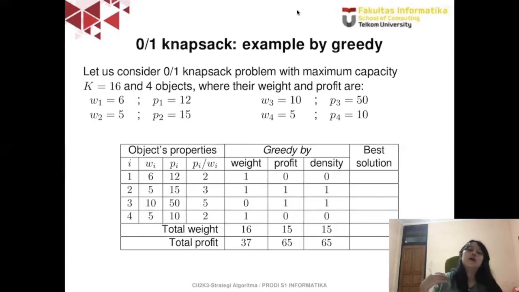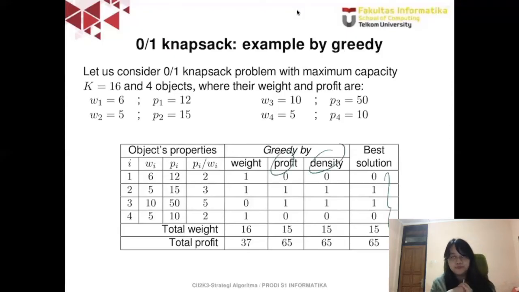And if we find the solution by exhaustive search, which always gives us the best solution, we can have this one as the best solution, which is the same as greedy by profit and also greedy by density.